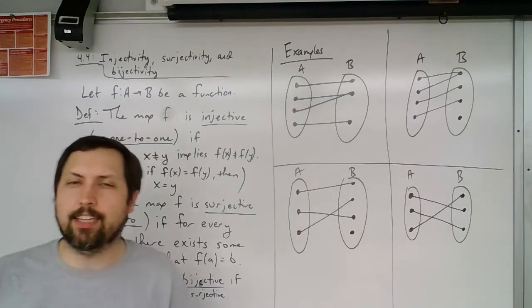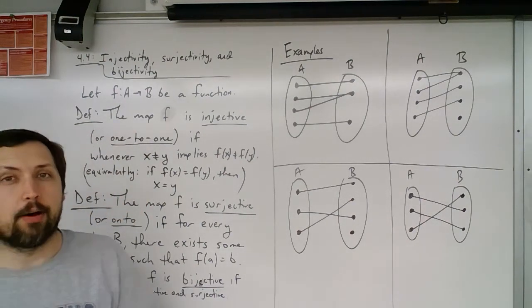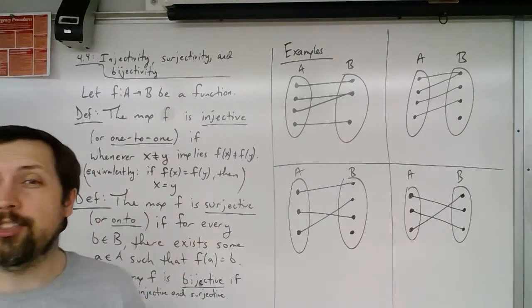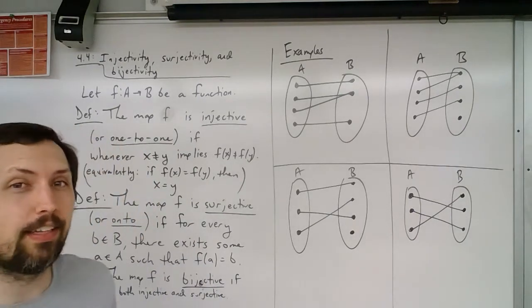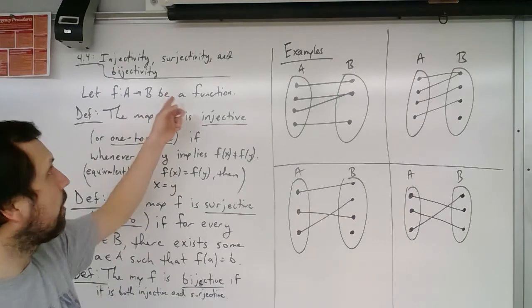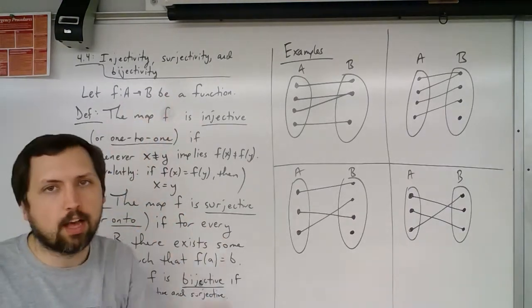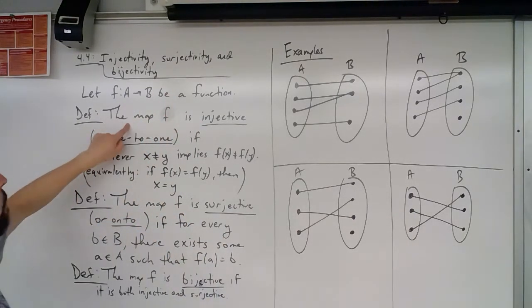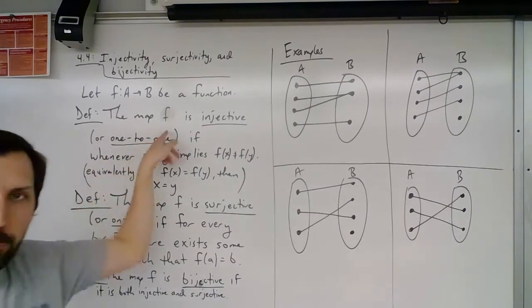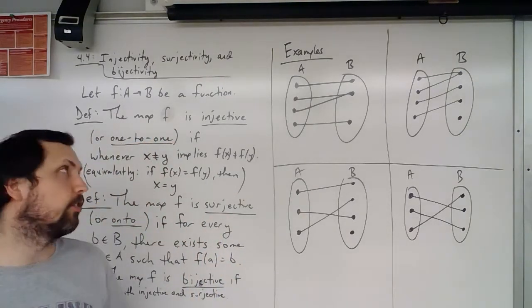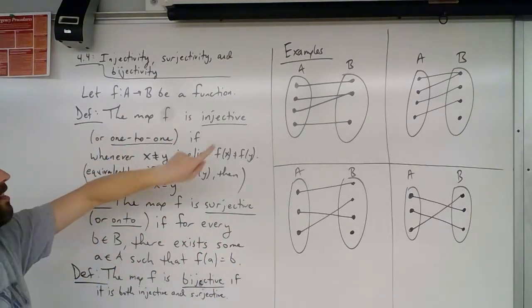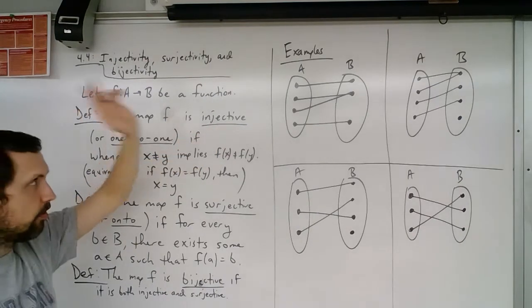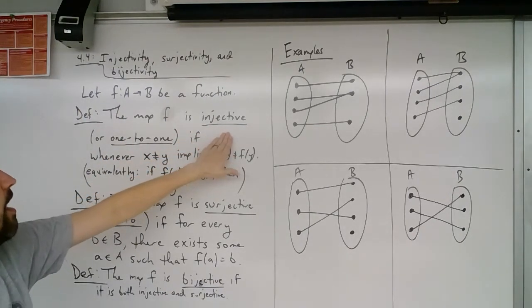Okay, so we're going to look at section 4.4 now, and this is on injectivity, surjectivity, and bijectivity. We're going to start out with just an arbitrary function that maps A to B. Remember, mapping and function can be used interchangeably. So the map F, this is injective. Okay, so this is the definition of injective.